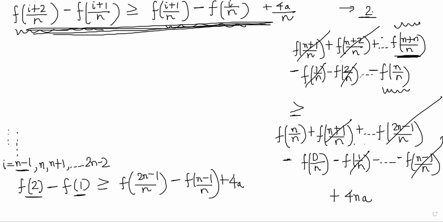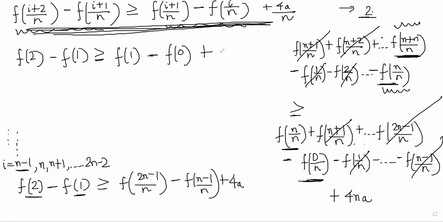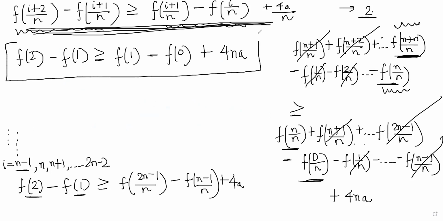You will end up getting f of 2 minus f of 1 left over is greater than or equal to f of 1 minus f of 0 left over, right? Plus 4na. So this is the inequality that you will end up with after summing up all the n inequalities you got from 2. How did we get n inequalities starting from this equation 2? By putting i as 0, 1, 2 and summing up telescopically for n terms, right? So eventually after this process you end up getting this.